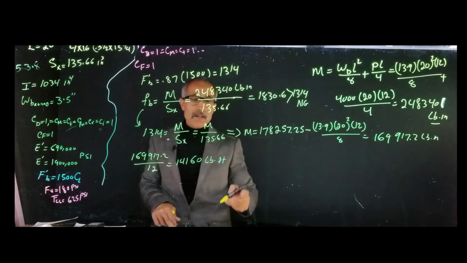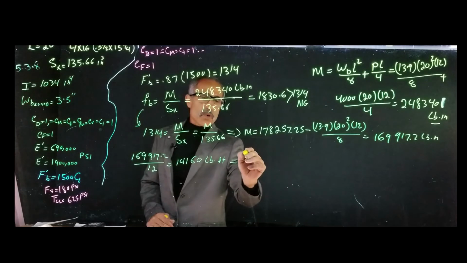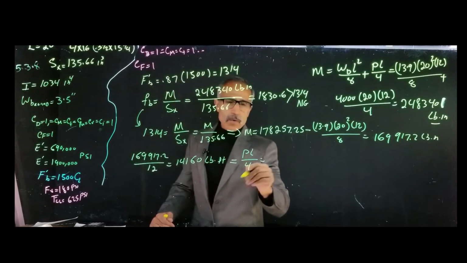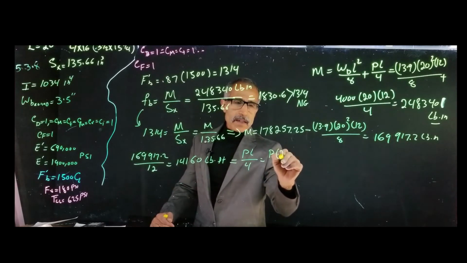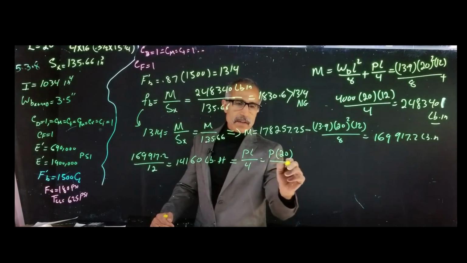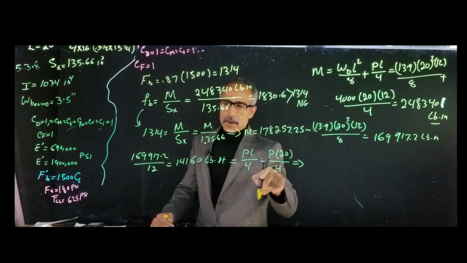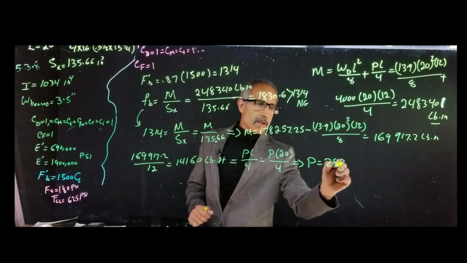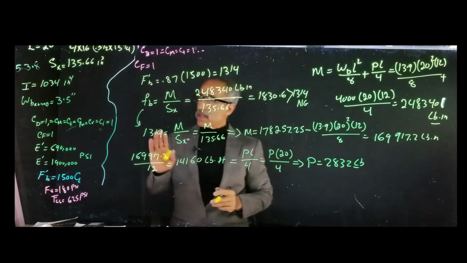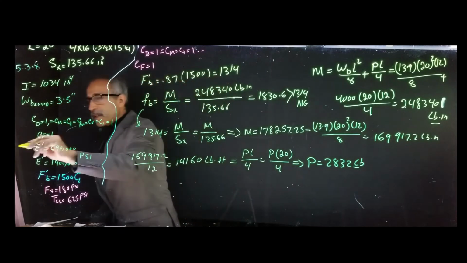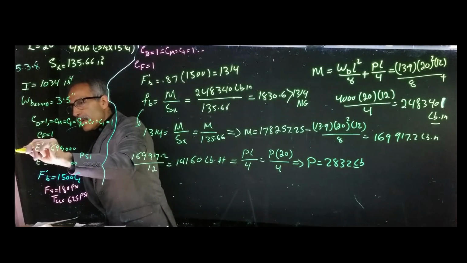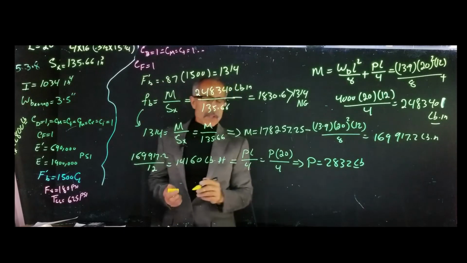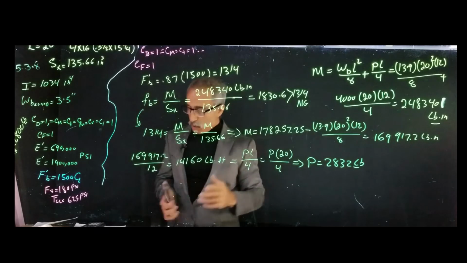So that should come out to equal PL over 4, right? I know M, which is equal to P, we don't know. L is equal 20 feet, divided by 4. So therefore do the simple calculation. Your P is going to come out to 2832 pound. So the maximum, P max really should be, for this problem, 2,800 pound. Let's round it down. So now we know that's our maximum load we can put on that beam.